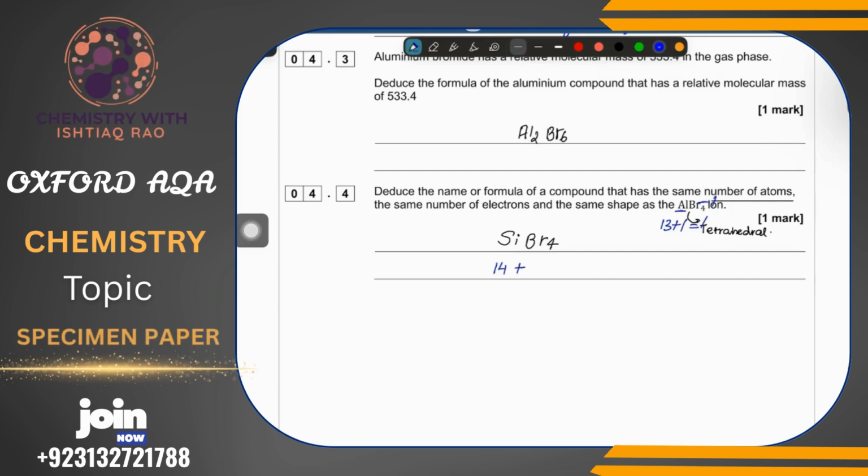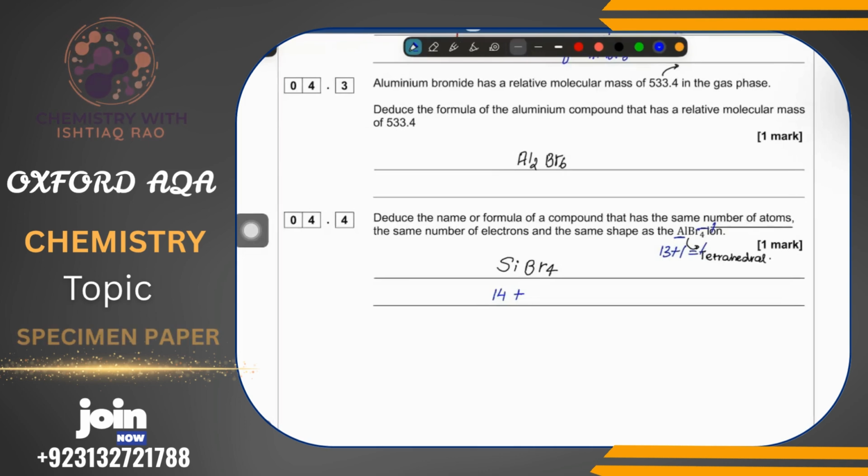When you said the shape here, in the tetrahedral shape, is the top one always a dative covalent bond or something? In a tetrahedral, no, it's not mandatory. CH4 is a simple covalent, but it's also tetrahedral. It's not mandatory to have a dative covalent bond for a tetrahedral shape.